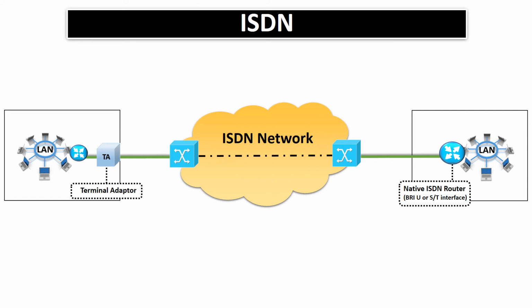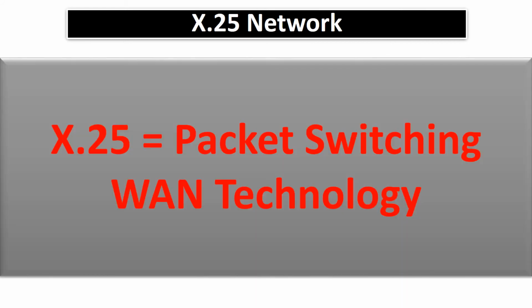ISDN BRI can be connected to customer network through various means. In this example, a terminal adapter is provisioned to terminate ISDN BRI connection at one site, while ISDN router with U or ST interface directly terminates the ISDN line.